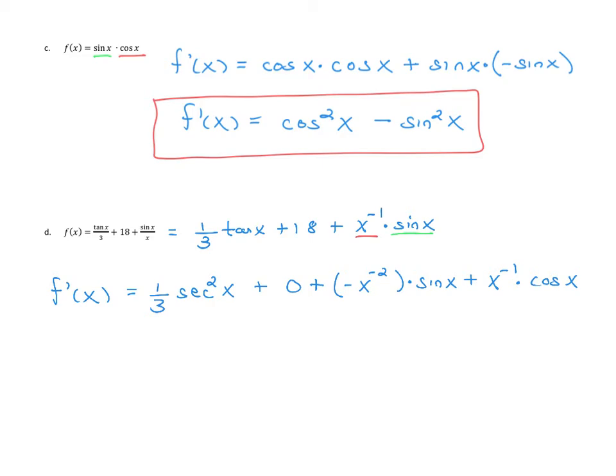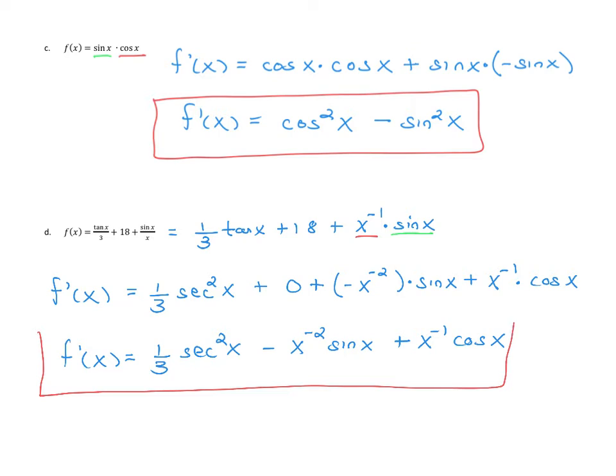You could leave the answer like this, but I guess I'll simplify it a little bit. This is 1/3 times secant squared of x. I don't need the 0. I'll put minus x to the negative 2 times sine of x plus x to the negative 1 times cosine of x. You could rewrite this so the exponents are positive integers by putting them in the denominator, but I think this is good enough for this problem.